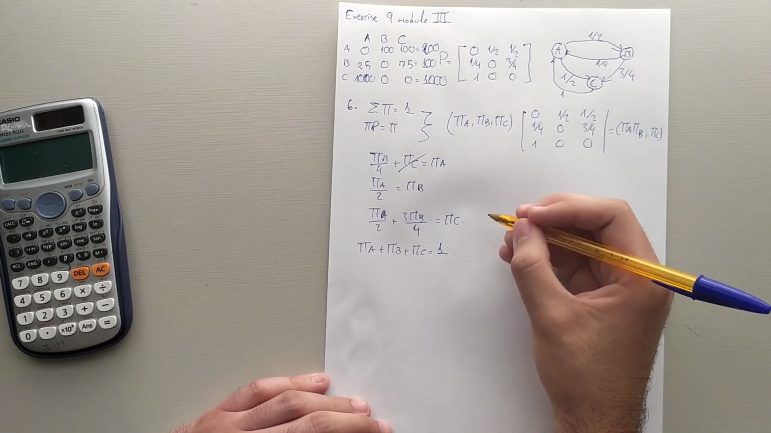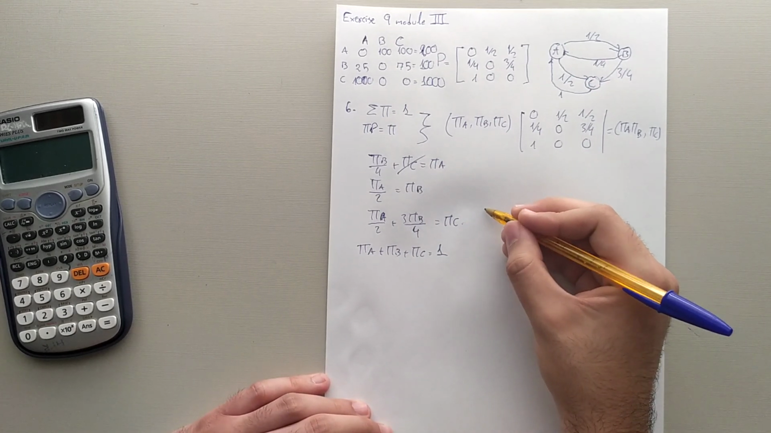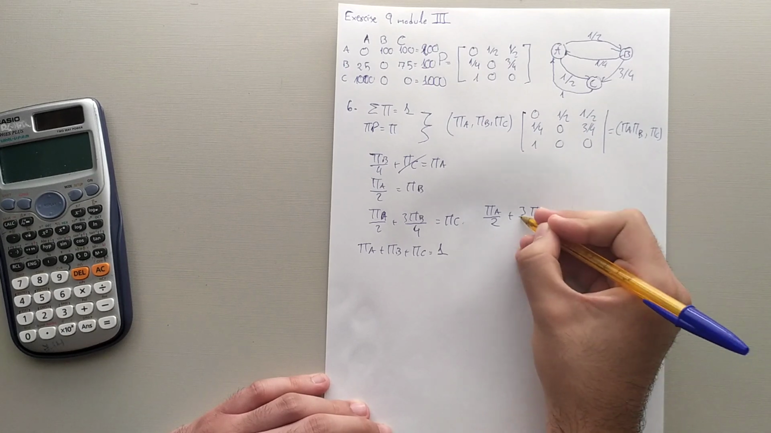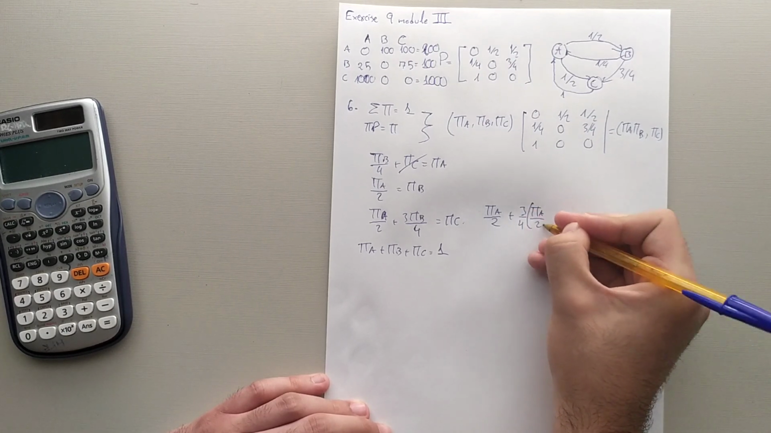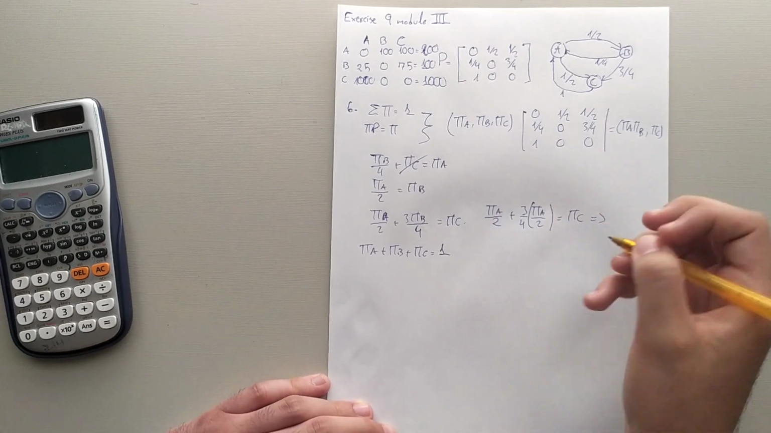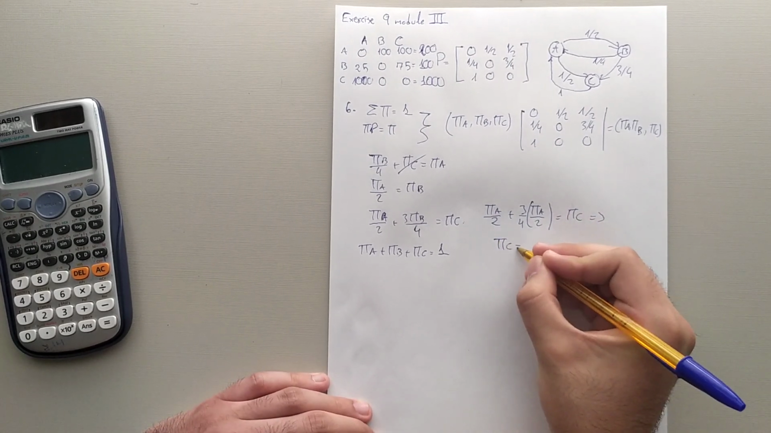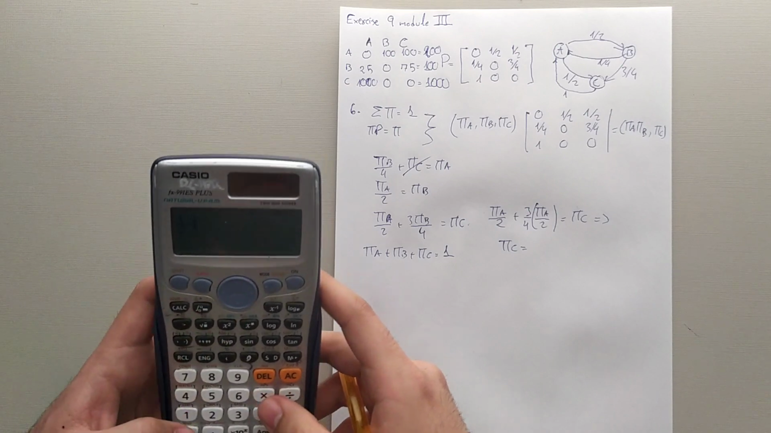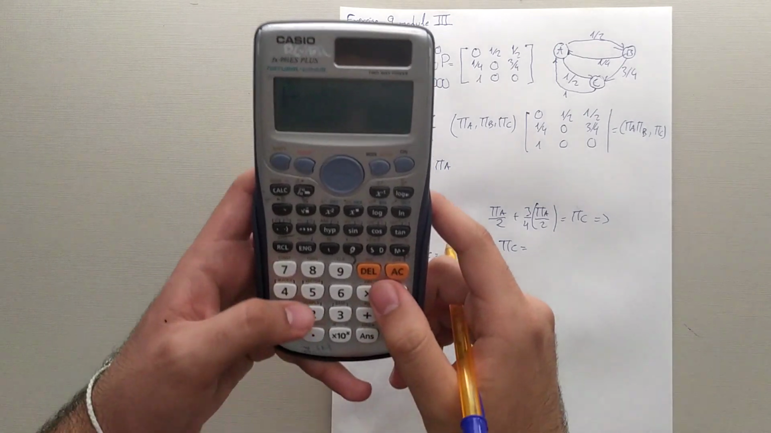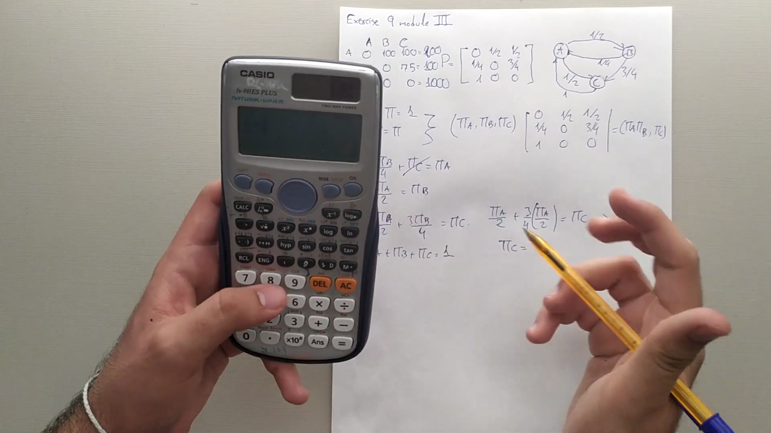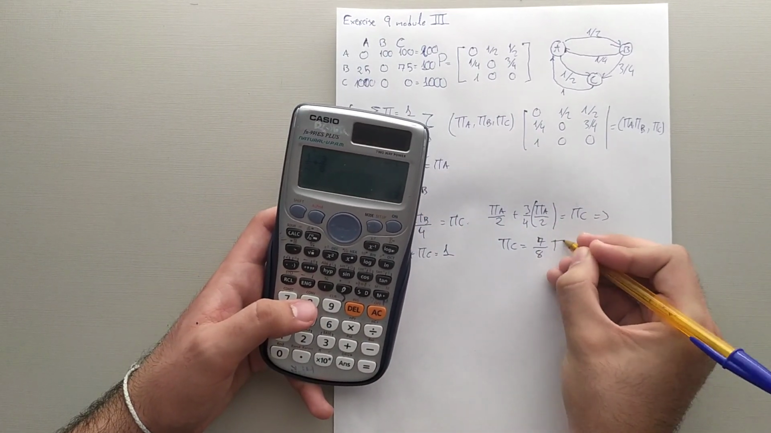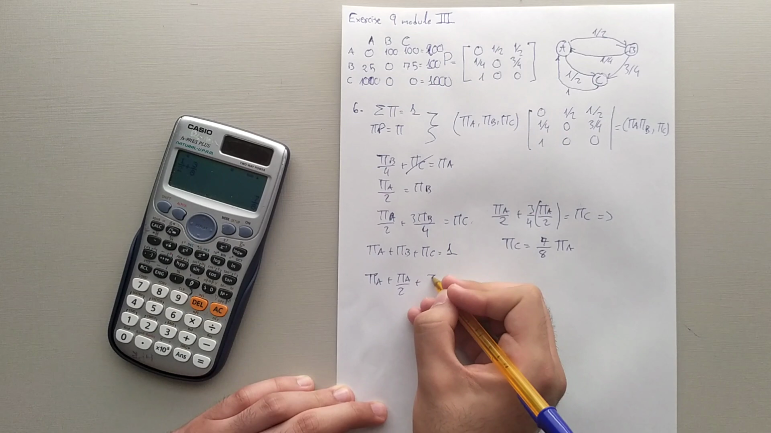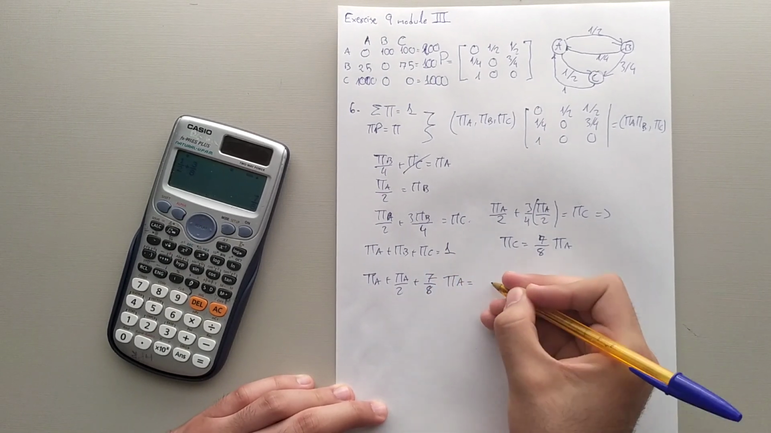So if we substitute here, pi A divided by 2 plus 3 over 4 times pi A divided by 2 will be equal to pi C. And pi C will be equal to, I'll calculate it here, 1 over 2 plus 3 over 8, which is 7 over 8 pi A. So pi A plus pi A over 2 plus 7 over 8 pi A will be equal to 1.